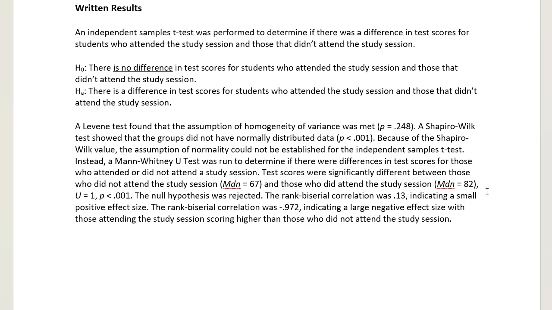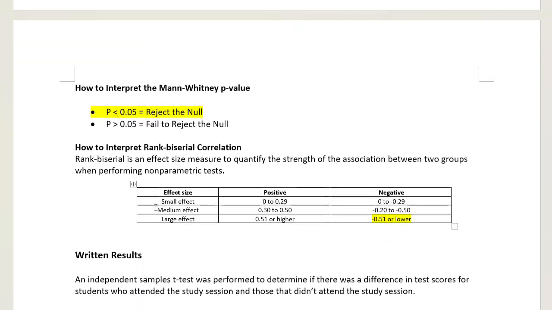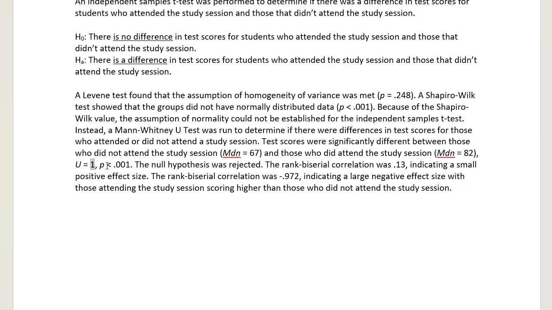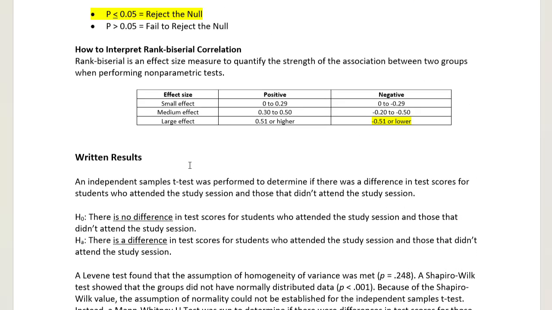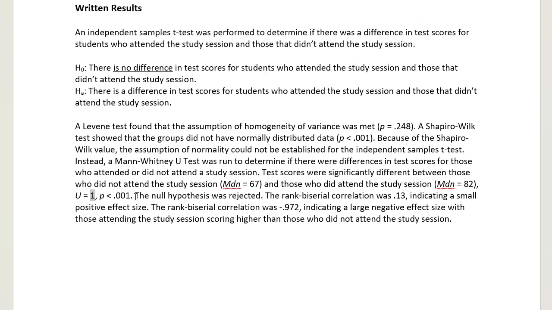Then you do comma, and so this is different. For that Mann-Whitney, you do not provide a degrees of freedom. Instead, you just have an italicized U is equal to whatever the U value is. In this case, it's 1. And then we've got p is less than 0.001, and so that just comes back to right here, it's less than 0.001. The null hypothesis was rejected. Really important, make sure you say that that null was rejected.